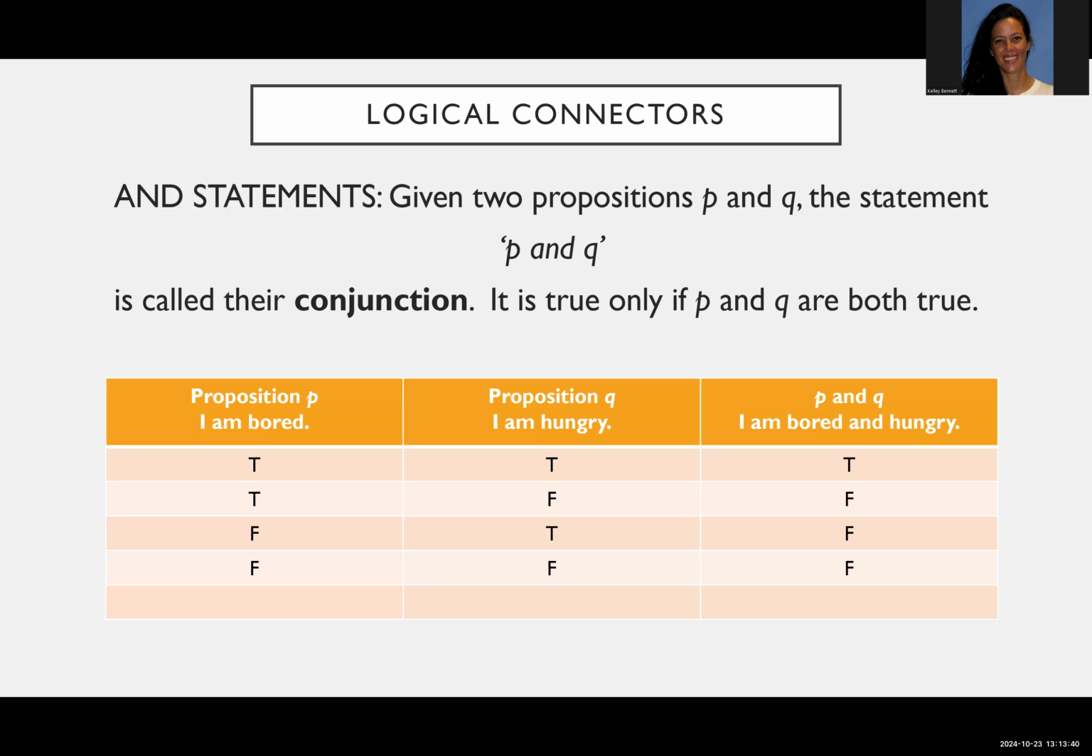So again, a conjunction is true only if P and Q are both true at the same time. So notice in the third column, the only time we have a true in the third column is when P is true and Q is true. Other than that, it's going to fail and it's going to be false.